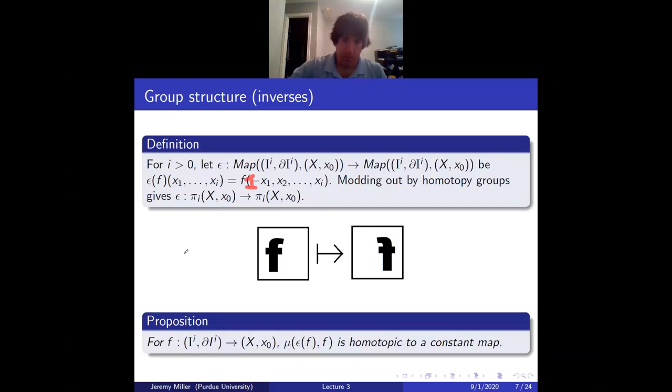So the multiplication applied to epsilon f, comma f, is homotopic to the constant map, and you can check that this formula for the inverse and the unit and the multiplication all assemble to form a group.